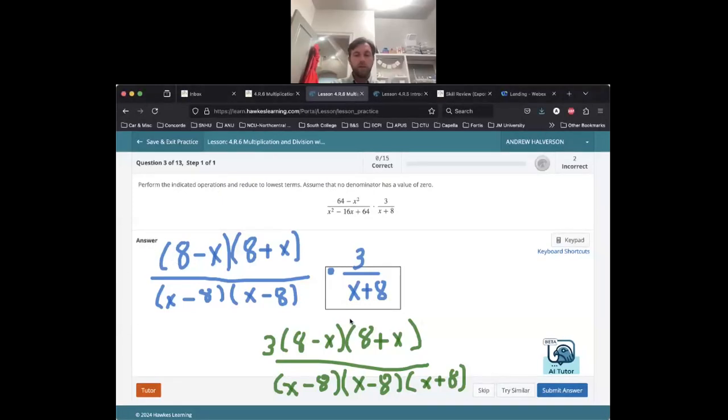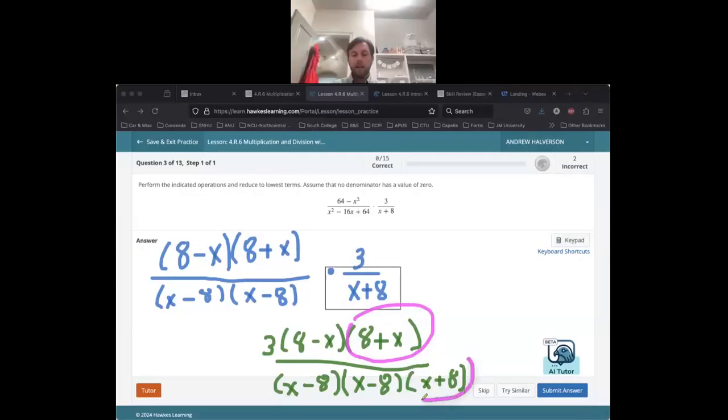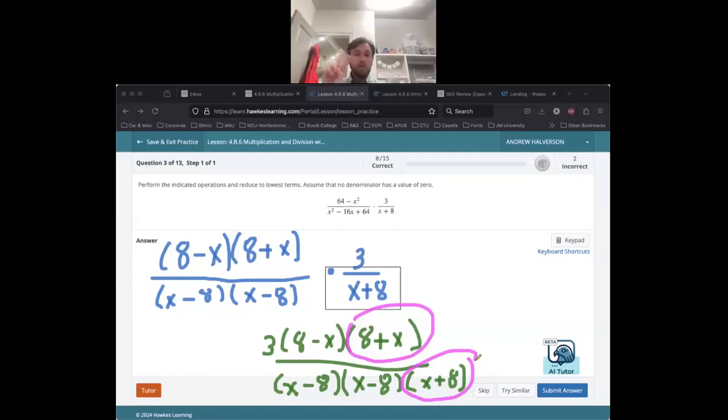This one here. Do I have an 8 plus x at the bottom? Yes, technically, x plus 8. This thing here is actually the same thing as this thing here. But Mr. Halverson, they're not in the same order. And I would say, why are they the same? You tell me. It's 8 plus x, reciprocated. Yeah, you can change the order of addition.